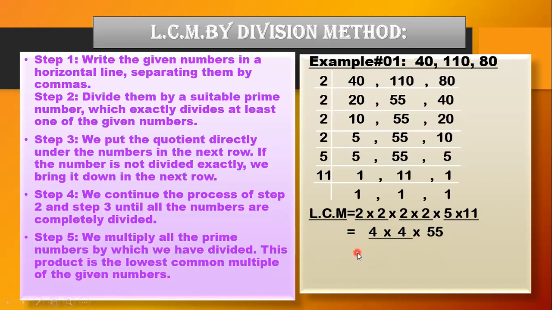Then in the next step, 4 multiplied by 4 is 16 and multiplied by 55. So you will get 880. So actually 880 is the lowest common multiple, and you can say the LCM of 40, 110 and 80 is 880. Now take one more example.